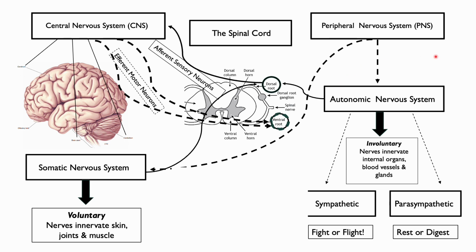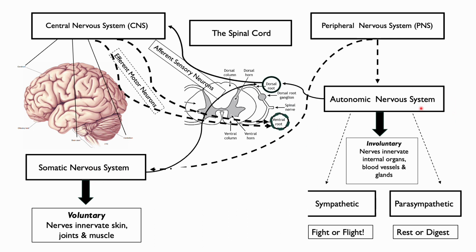Now we've talked about the peripheral nervous system and its two subsystems, the somatic and the autonomic nervous system. Remember, the somatic nervous system is largely in charge of our voluntary movement. These nerve cells are going to innervate our skin, our joints, and our skeletal muscle. And we have efferent motor neurons exiting the brain that can command these muscle movements.